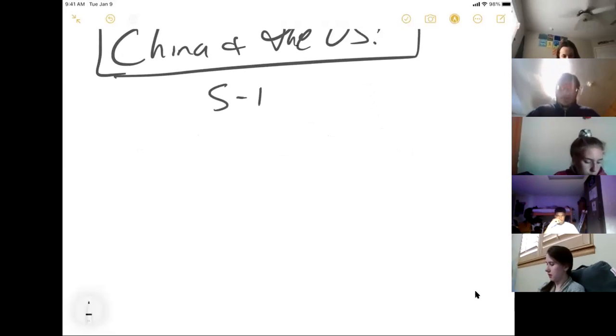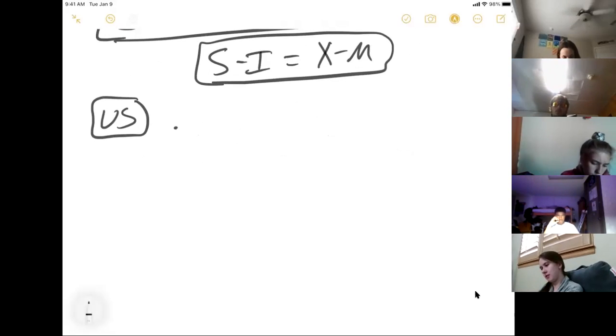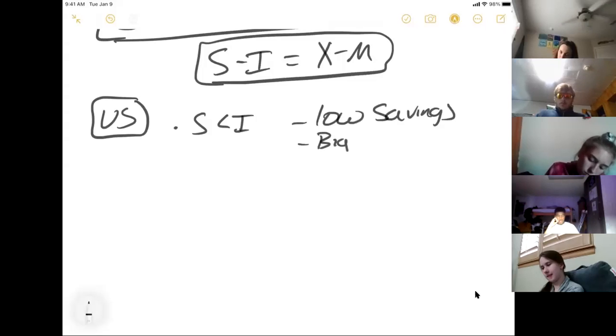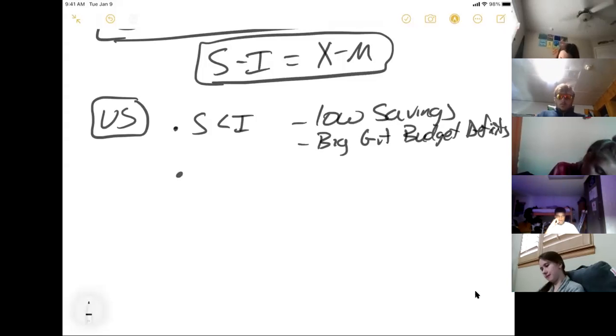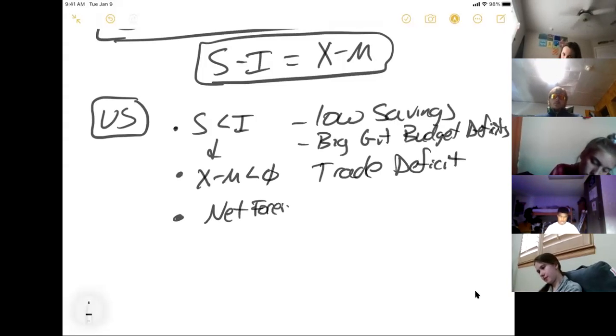First off, let's think about this equation for both countries, because this equation helps us understand a lot about what's going on between the two countries. What's true in the US? We have low savings. And big government budget deficits. What's the result? We run big trade deficits. And also, our net foreign savings is less than zero, meaning that we are a foreign borrower.